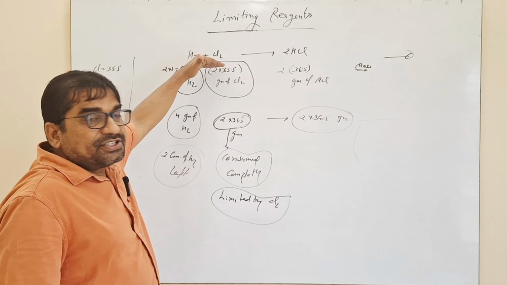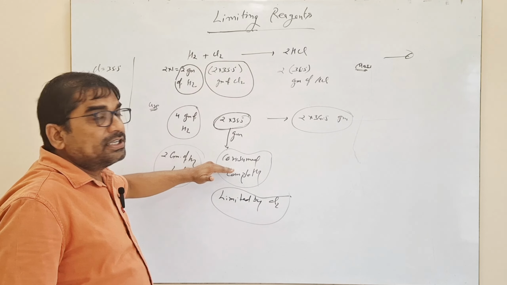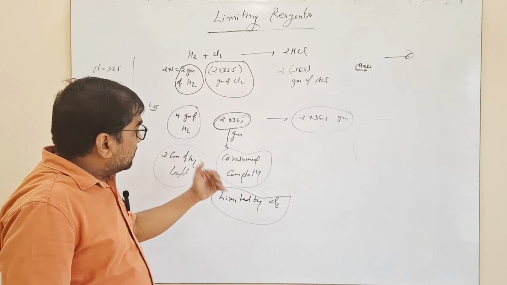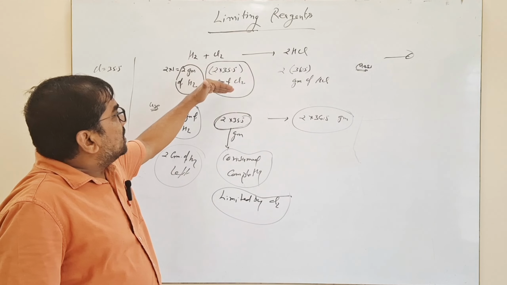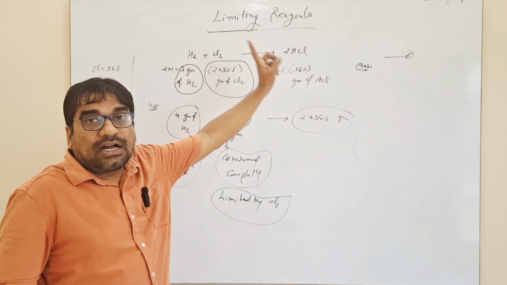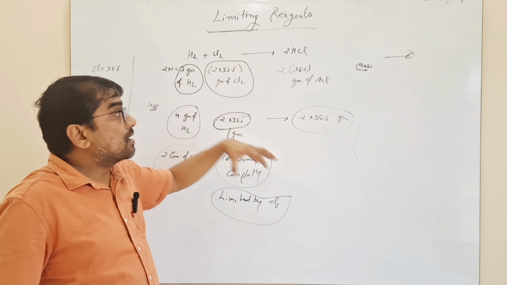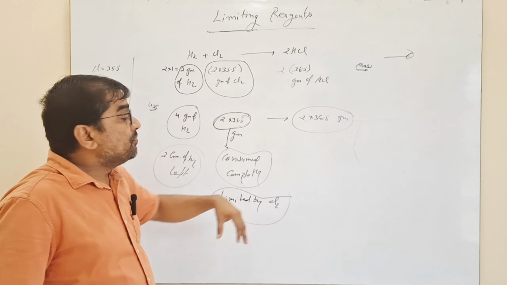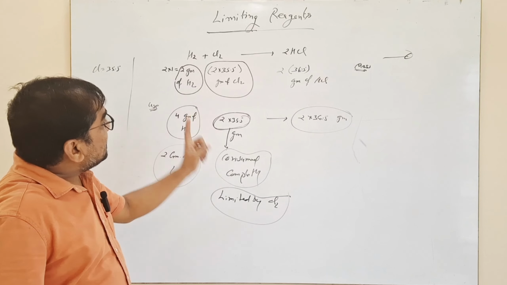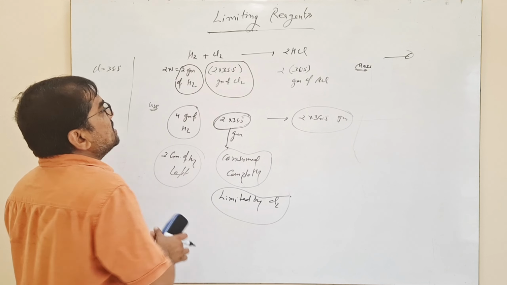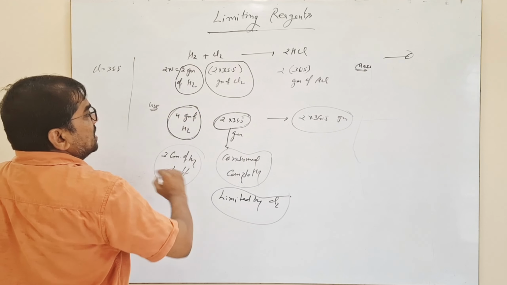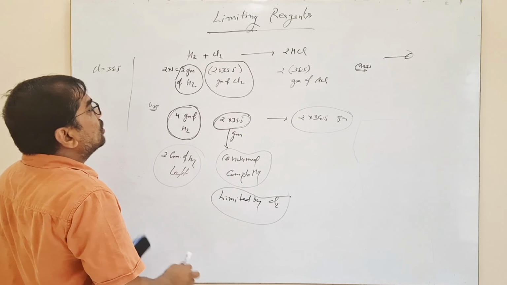The reacting species that is consumed completely in a chemical reaction is called the limiting reagent. Another definition: the reacting species that limits the production of product, or controls or limits the quantity of the product formation, is called the limiting reagent. So here in this equation, if excess hydrogen is used, then the limiting reagent will be chlorine.